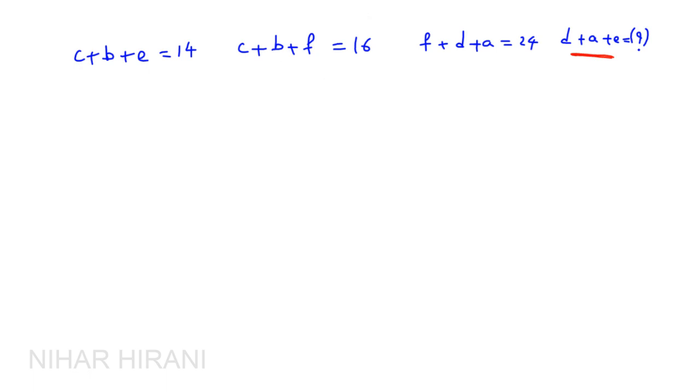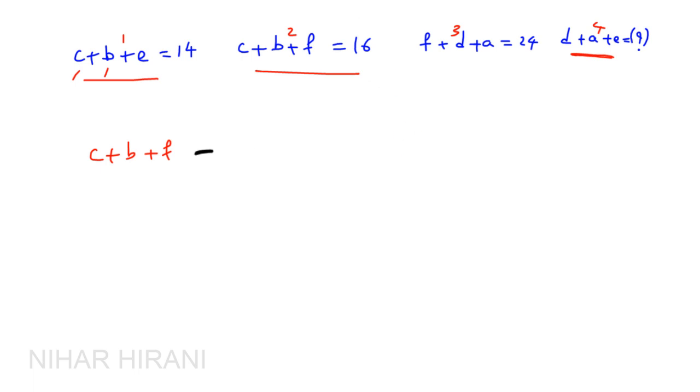If you observe this equation and this equation very carefully, then C and B are common in both. Let me number these equations 1, 2, 3 and 4. So I take equation 2, C plus B plus F, then I will subtract equation 1 from that.